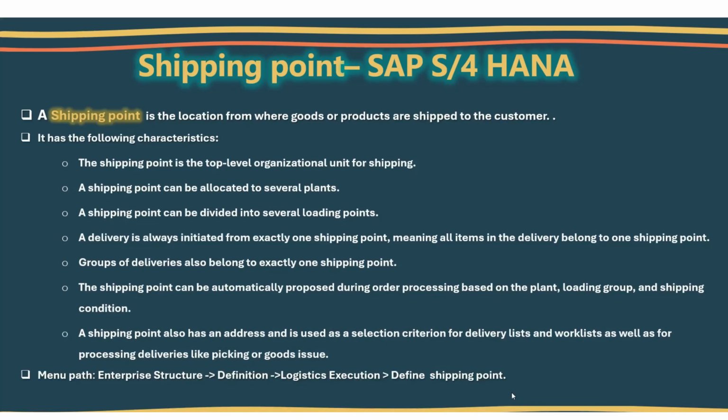A shipping point also has an address and is used as a selection criterion for the delivery list and work list, as well as for processing deliveries like picking, goods issue, etc. So this is all about the shipping point. Now let us see how to define the shipping point in SAP S/4HANA.